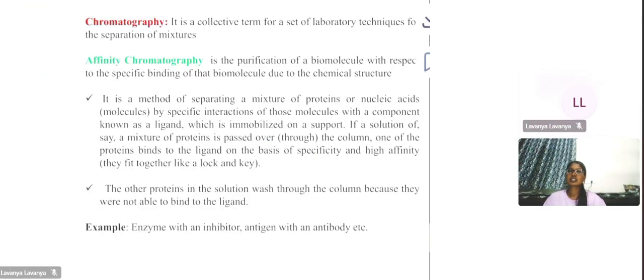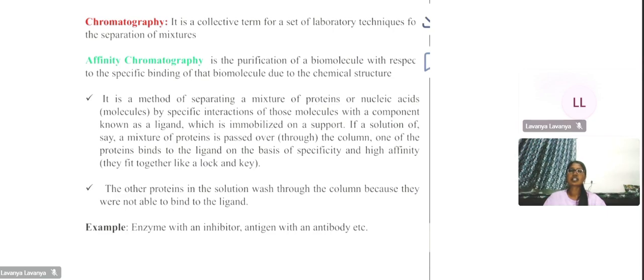So first we discussed chromatography. What is chromatography? It is a collective term for the set of laboratory techniques for the separation of mixtures. Basically, chromatography is known as the separation technique used in the laboratory. Then we discussed affinity chromatography.